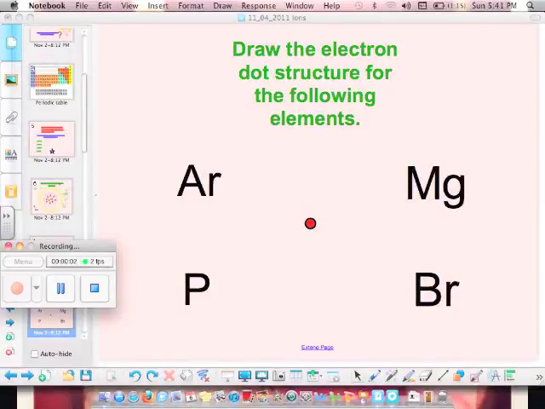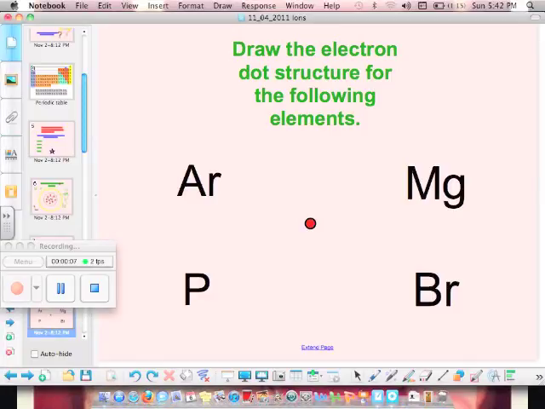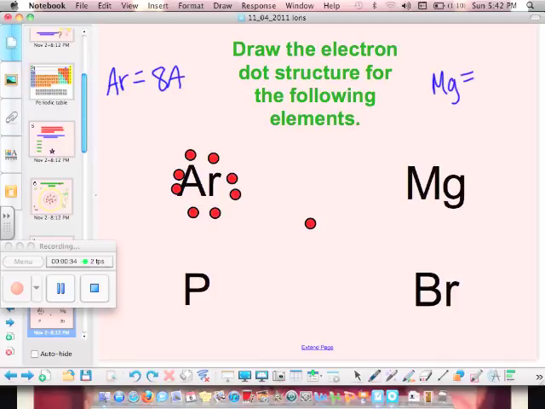Okay, so if we take a look at this, argon is in column 8A, which means it has 8 valence electrons. So I draw 8 right here: 1, 2, 3, 4, 5, 6, 7, 8. Good. Magnesium is in 2A, which means I only draw 2 electrons connected to magnesium.